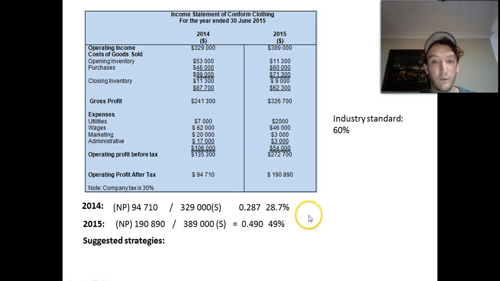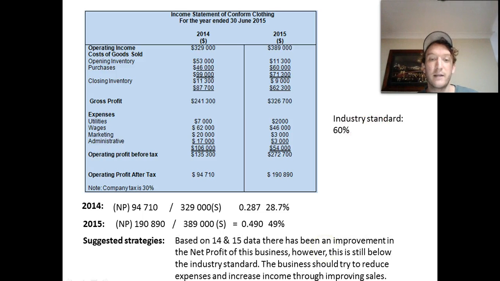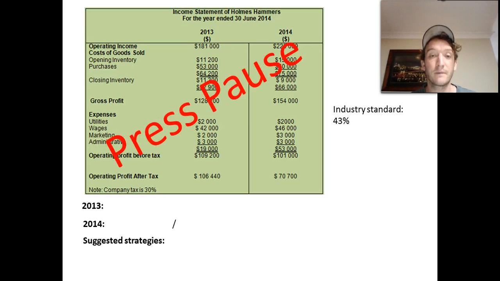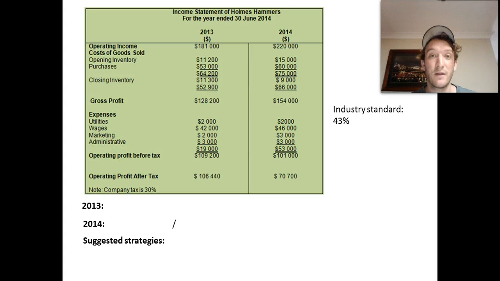Okay, so what's happened? We started very badly, but we've had some improvement, but we're still below the industry standard. So based on the 14-15 data, there is improvement in the net profit of this business. However, it's still below the industry standard. The business should try and reduce expenses and increase income through improving sales. Okay, so we have a problem and you've recommended some solutions. All right, press pause again, please. Run those calculations. Okay, hopefully you've done that.